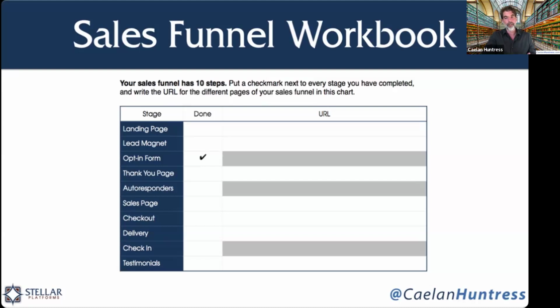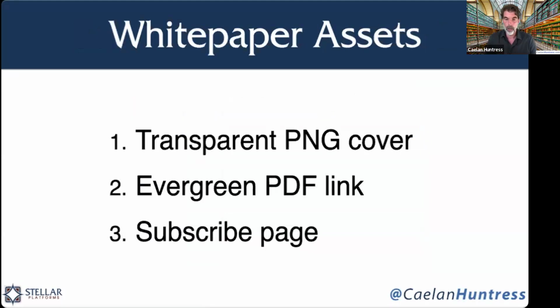But you don't really need a sales funnel for a white paper. You really need these 3 things: the transparent PNG cover, the evergreen PDF link, and that's a link so that if you update your white paper later, the link is still going to redirect to the new version, so you don't have to change all the links you've given out. And then there's the subscribe page. If you have these 3 things, you've got a solid white paper funnel so that people can subscribe to your newsletter and get your PDF.